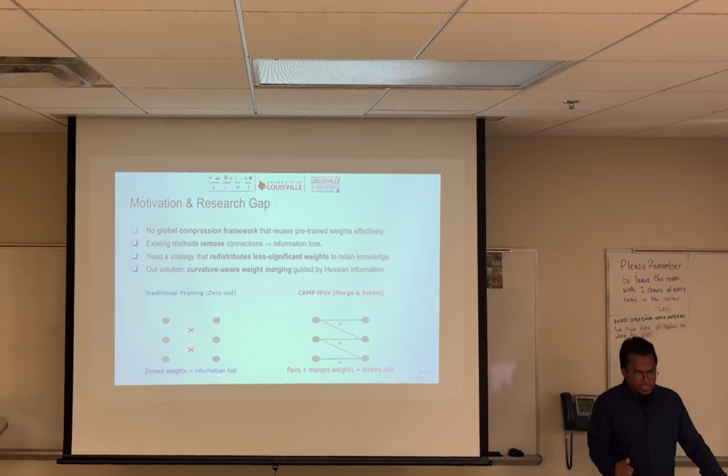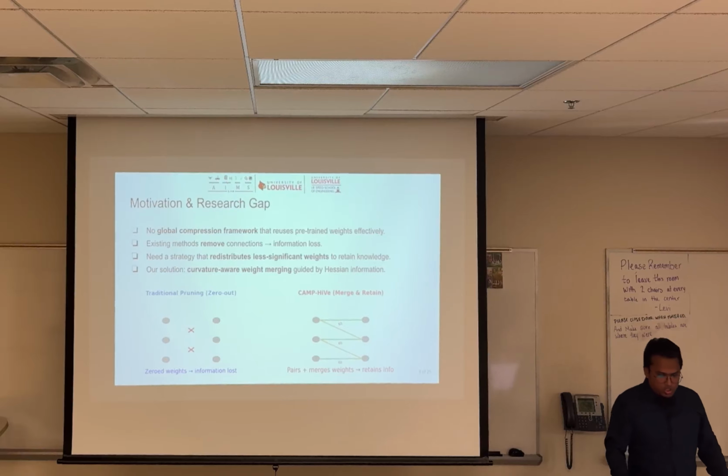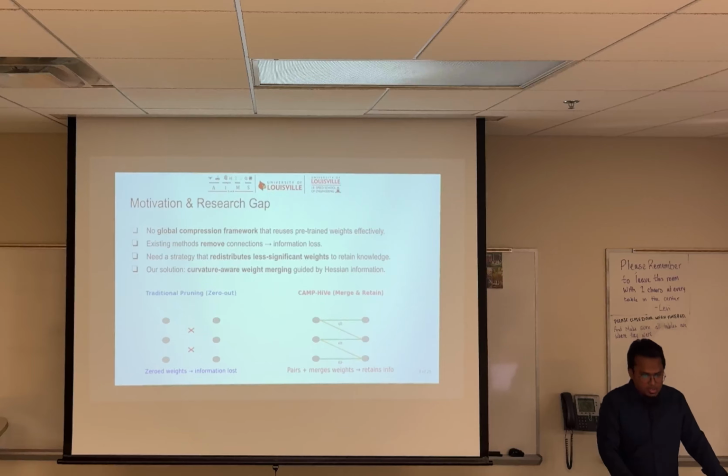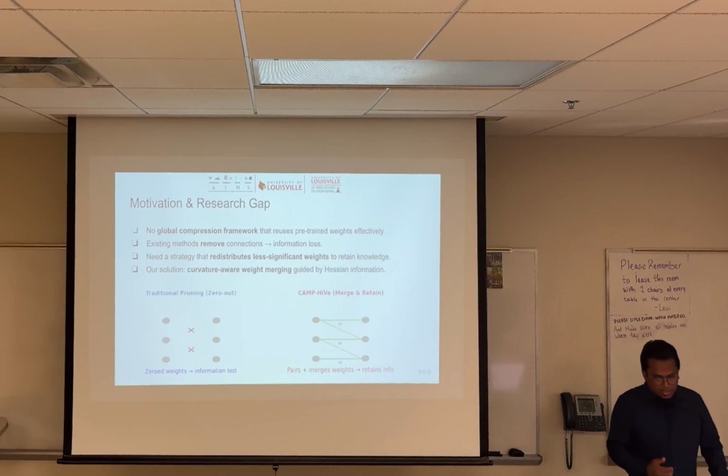Okay. So another issue is, as I said, most methods remove connections, causing information loss. So we want a framework that reuses existing weights and retains the knowledge. Our solution is cyclic pair merging. That means merging less significant weights with the significant weights using the curvature guidance, so that we can compress while redistributing the knowledge, rather than throwing it out.